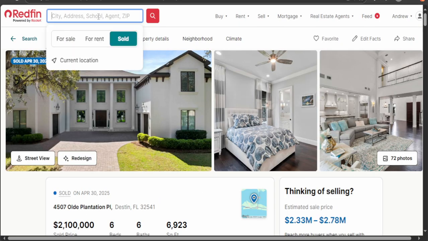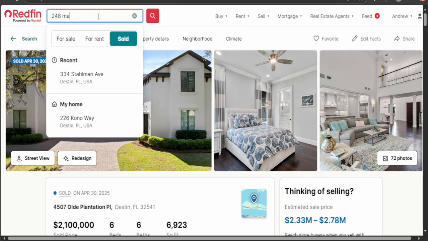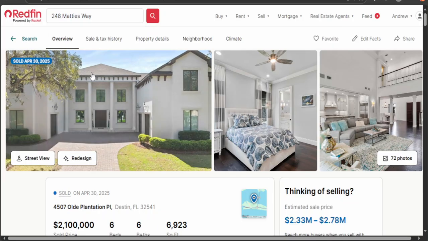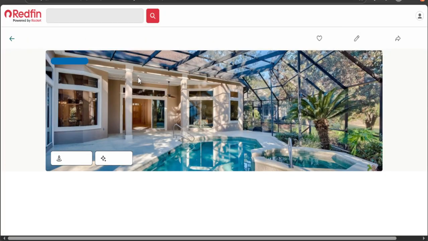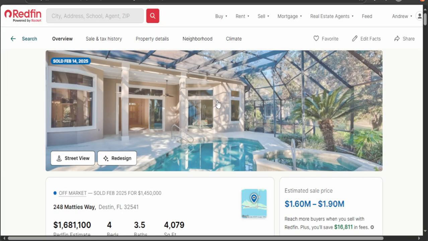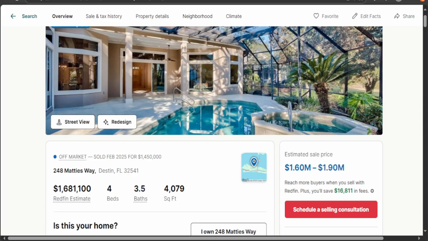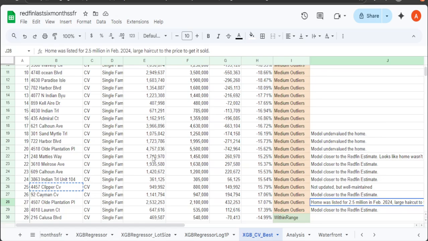I'll just type it in. Let it load. Very nice. In-ground pool, 1.6 million is the estimate. Ours is at 1.7, so it's close to the Redfin estimate. That's good. It sold for 1.45 million.